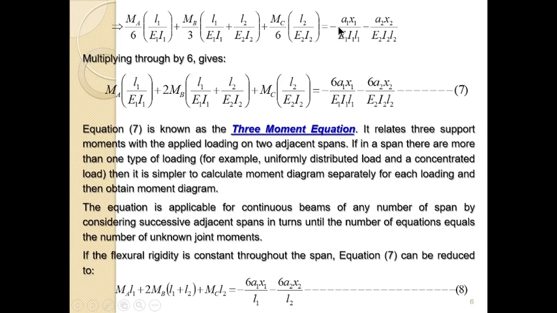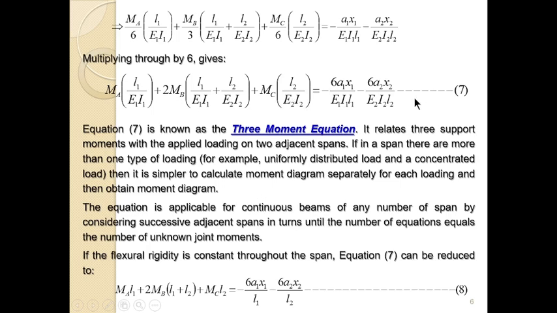Now we multiply through by 6 to cancel all the 6s. This gives us this, which is equation 7. Equation 7 is the three-moment equation that relates the three support moments with the applied loading of two adjacent spans, that is AB and BC. So that is what we use. Now, if EI is constant, that means E1 I1 is the same thing as E2 I2.